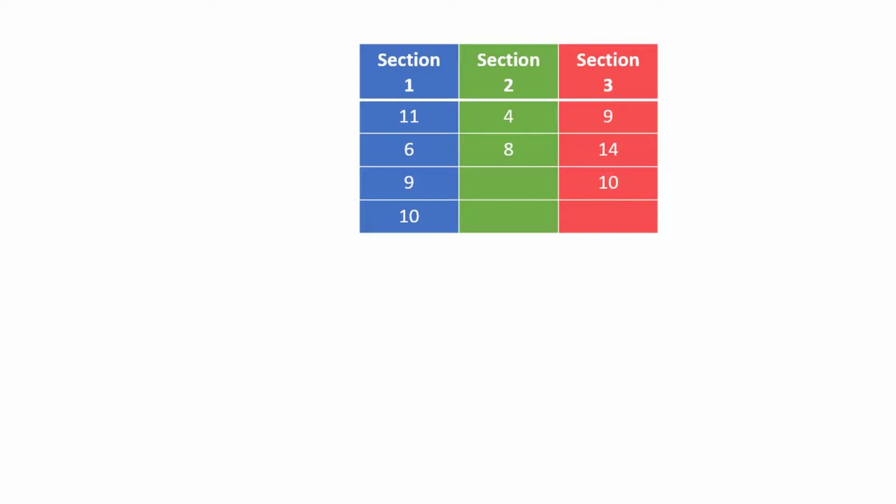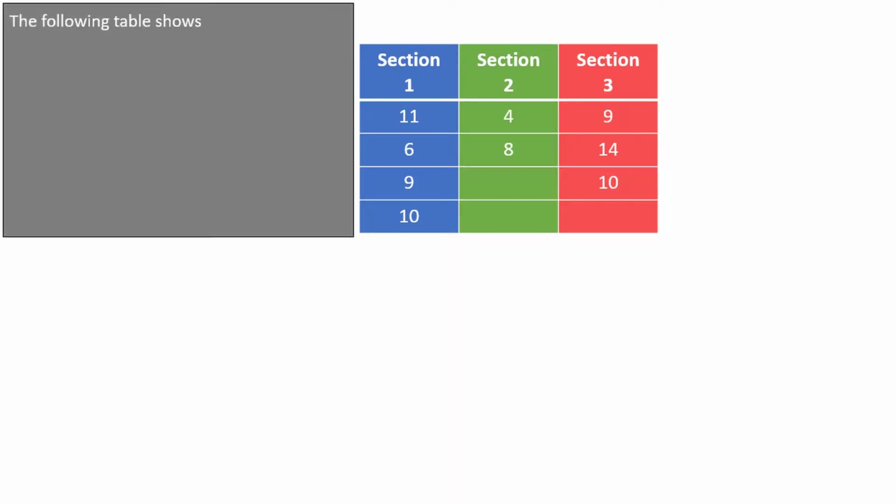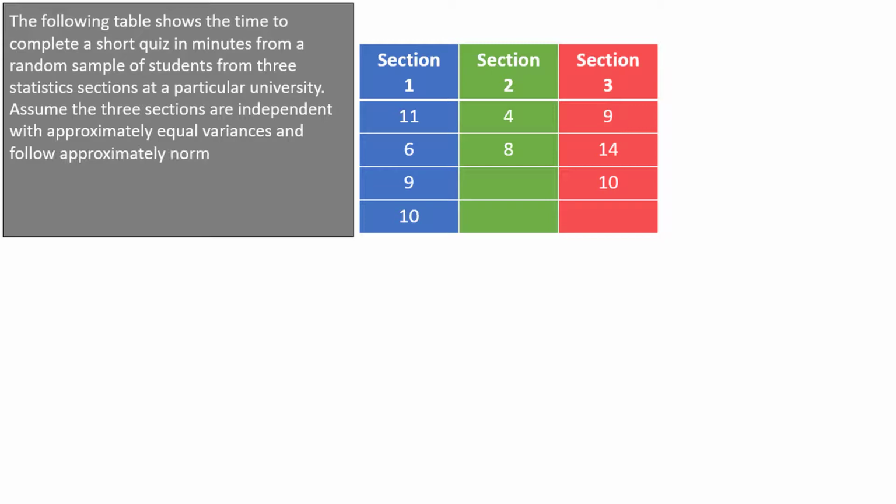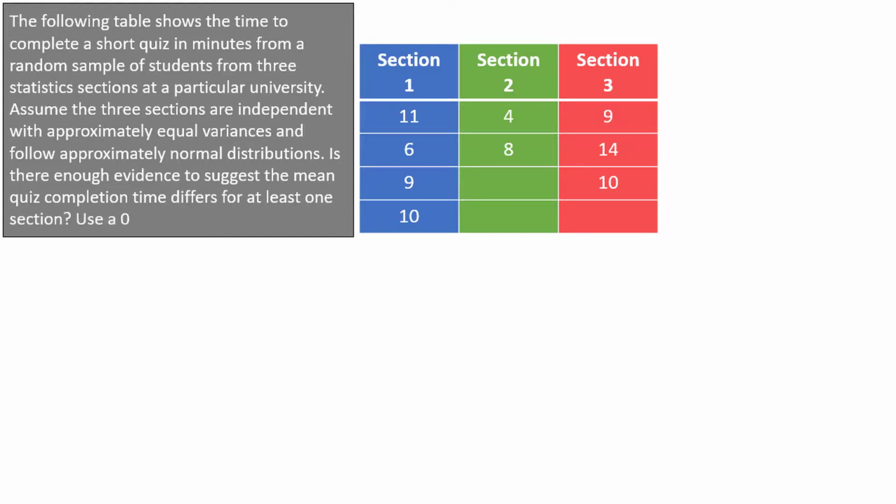Let's take a closer look at our quiz completion example. The following table shows the time to complete a short quiz in minutes from a random sample of students from 3 statistics sections at a particular university. Assume the 3 sections are independent with approximately equal variances and follow approximately normal distributions. Is there enough evidence to suggest that the mean quiz completion time differs for at least one of the sections? Use a 0.05 level of significance.